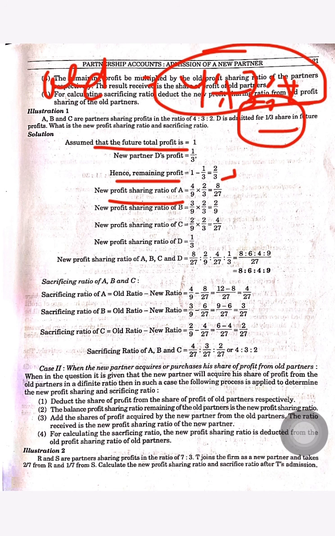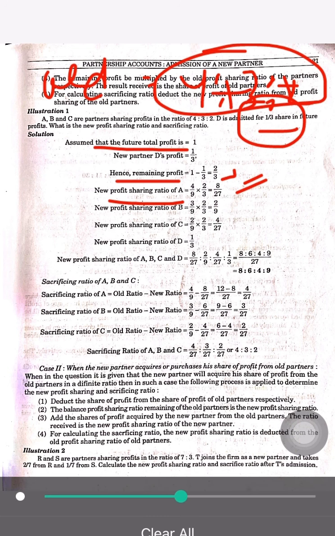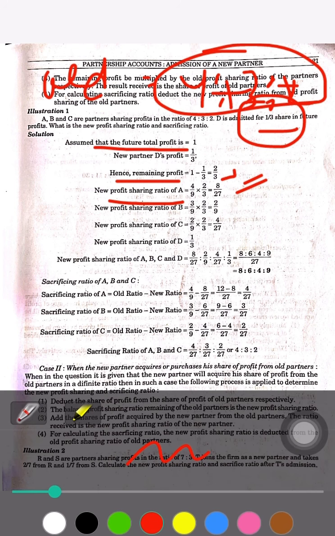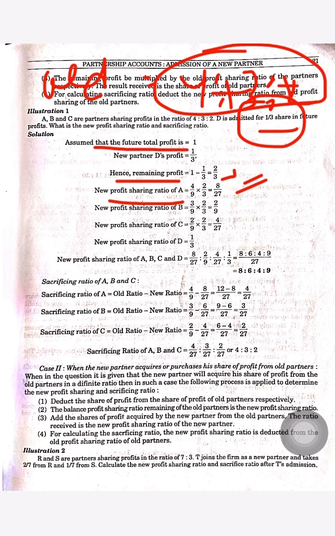So the new profit sharing ratio of A is equal to old ratio into remaining share. Old will be 4/9 multiplied by 2/3, so it's 8/27. For B, 3/9 multiplied by 2/3 will be 6 divided by 27. It's mentioned wrong here. It will be 6 divided by 27. Then 2/9 multiplied by 2/3 will be 4 divided by 27.